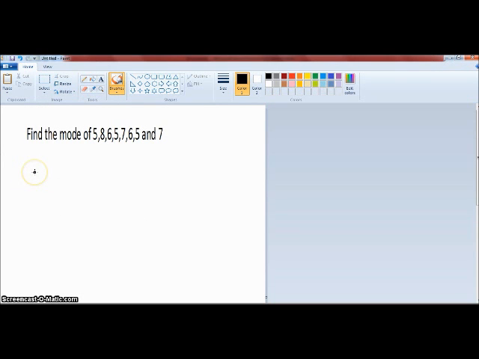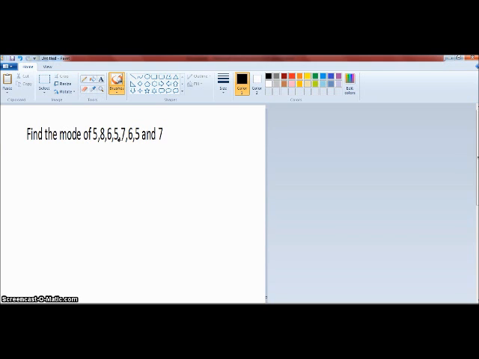Okay, the question says, find the mode of 5, 8, 6, 5, 7, 6, 5, and 7. Now, first you need to understand what mode is. Mode simply means a number that occurs more times. In other words, in these numbers you are seeing here, which number occurs more than all the other numbers? Which one occurs more times than the other numbers?